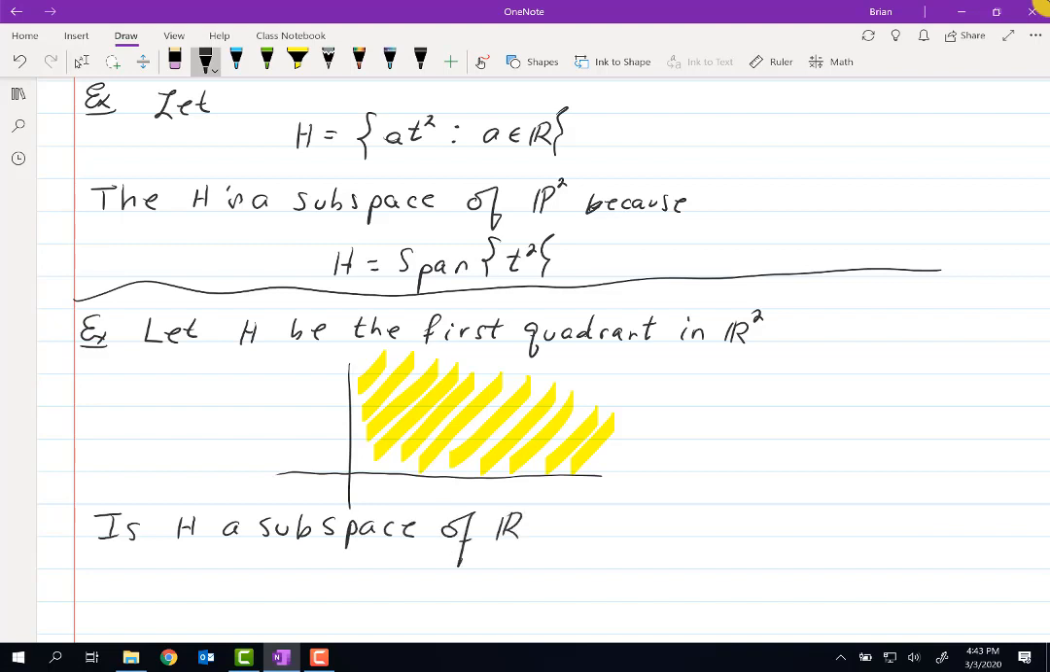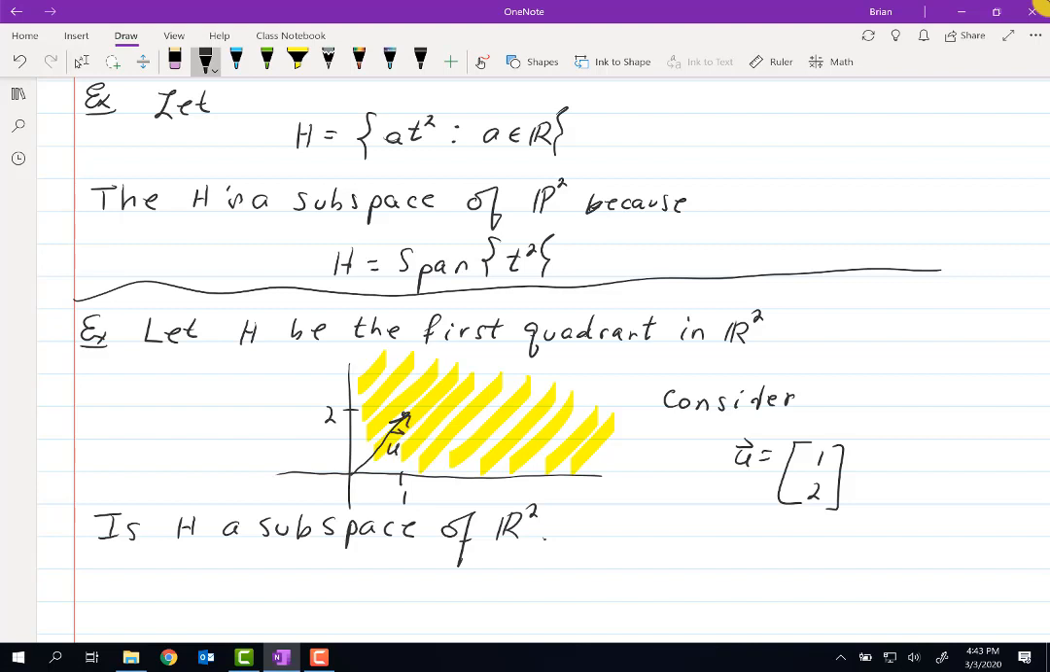Now, when you're doing these subspace things, what you want to do is either prove that it's a subspace or find a single counterexample that goes against one of the axioms of being a subspace. So I'm going to show H is not a subspace because all you got to do is consider this vector. Consider, let's say, U equal to (1, 2). So that means if I go over 1 and up 2, let me draw my vector here.